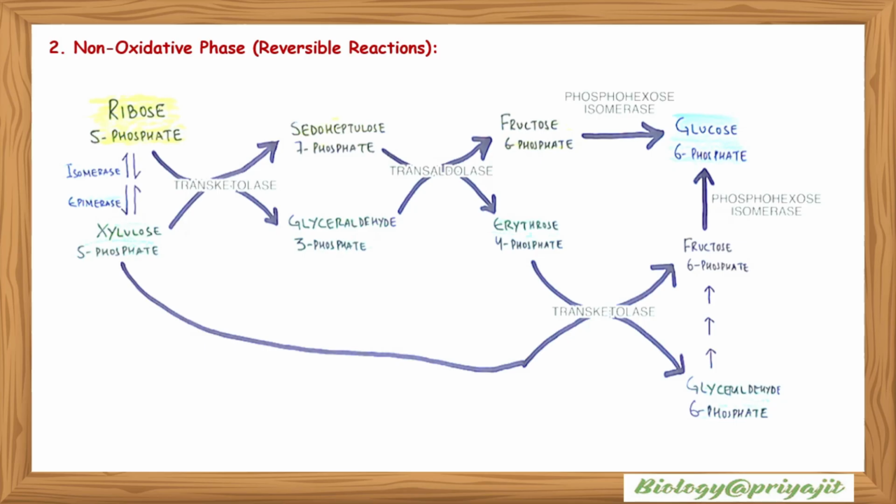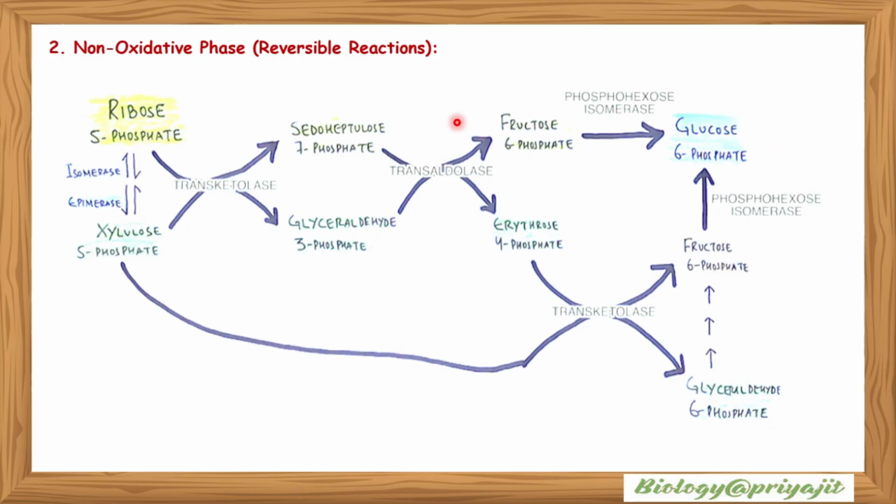Then again, with the help of the enzyme transaldolase, sedoheptulose 7-phosphate and glyceraldehyde 3-phosphate produce fructose 6-phosphate and erythrose 4-phosphate. Then fructose 6-phosphate, with the enzyme phosphohexose isomerase, produces glucose 6-phosphate, and erythrose 4-phosphate, with the help of the enzyme transketolase, produces fructose 6-phosphate, which is converted into glucose 6-phosphate by phosphohexose isomerase. And xylulose 5-phosphate, again with the help of transketolase, produces glyceraldehyde 3-phosphate, which is again converted into fructose 6-phosphate.